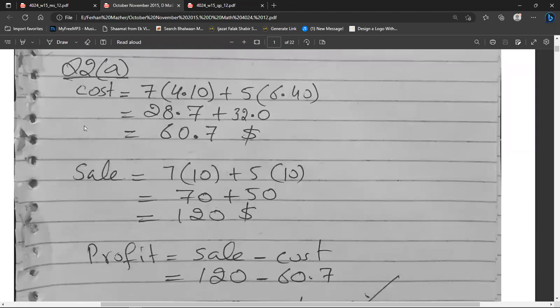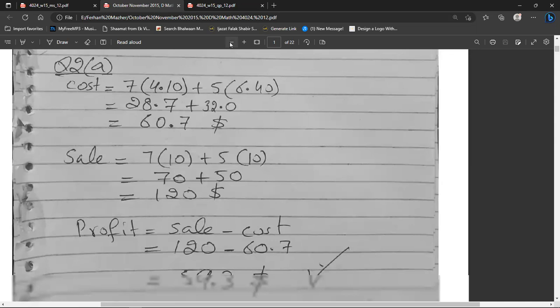So the cost will be 7 into 4.10 plus 5 into 6.40. It will be 28.7 plus 32.0. Then you will add them, and you get $60.7. The sale will be 7 into 10 plus 5 into 10. That will be 70 plus 50, and that will be $120. So the cost was $60.7. The sale is $120. So it means you have profit.